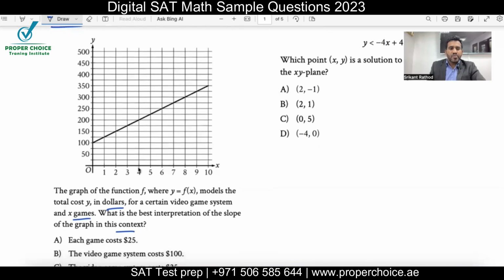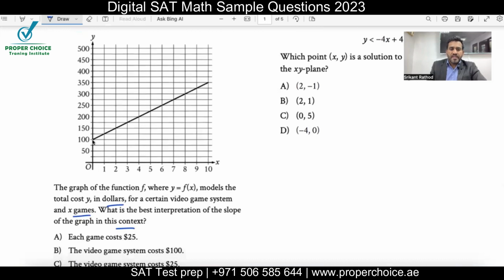If you look at the graph, initially the line is intersecting at y equals 100. That is the initial value, which can also be said to be the y-intercept. Now, when the value of x is 1, what will be the value here? That is between 100 and 150, so this is going to be 125. When the value of x is 2, it is going to be 150, and so on. The x-axis is representing the number of games and the y-axis is representing the cost.